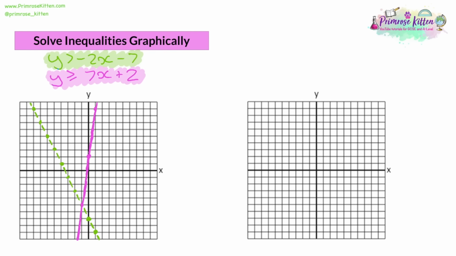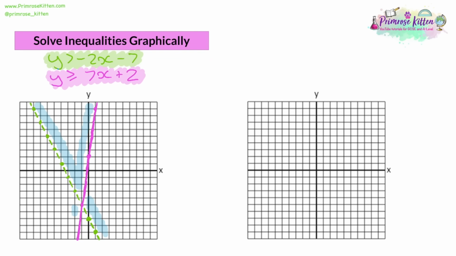That would be solving the equation if these were equal to each other, and we have no equal signs. So we're looking at areas for our answer. Let's look at the first, y is greater than negative 2x minus 7. That means we want things that are greater than the line. We want things that are above the line. And you can see in blue, I'm just highlighting above the green line. For the pink line, that's also greater than, so we want things above the pink line.